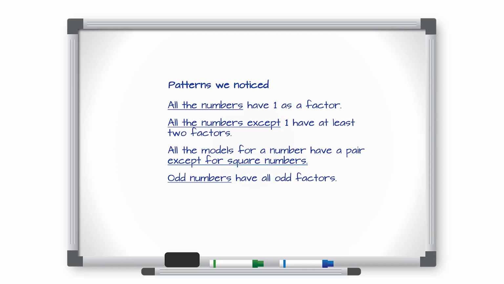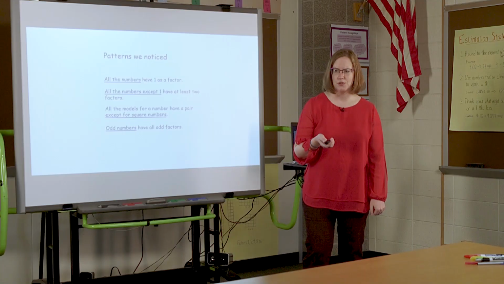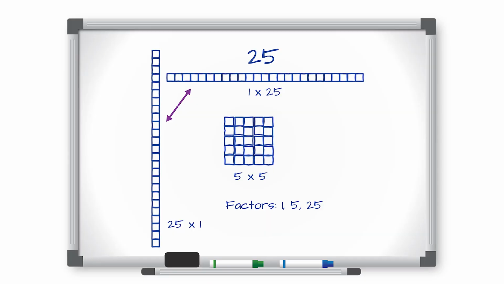What about this third one? So we were thinking about that pattern with the pairing up of the models. All the models for a number have a pair except for the square numbers. Those didn't pair up. Why does that make sense, do you think? Can we figure out why that's true? Let's look at an example poster of a square number to help us think about that. So for 25, there's these 2 models that do pair up, but then there's 1 where it's just off by itself. It's the model for 5 times 5.